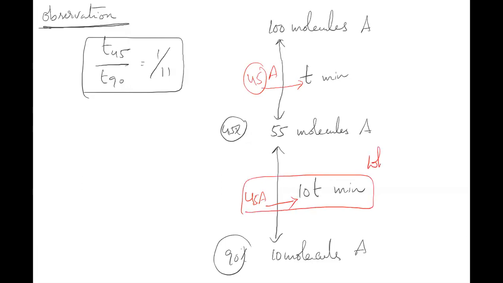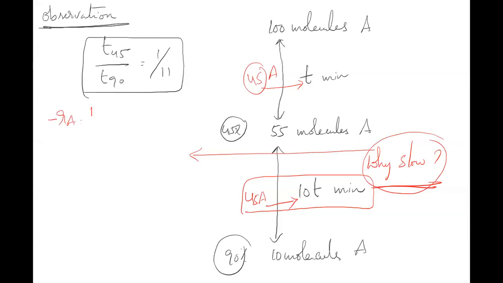Why is this slow? Any reason? Initially, the molecules are converting very fast. Later on, the molecules are converting very slowly. What is the reason? Concentration is less. If concentration is less, then the rate decreases. Correct. Why this slowness? What is your rate of reaction? Minus rA equal to k into CA square.